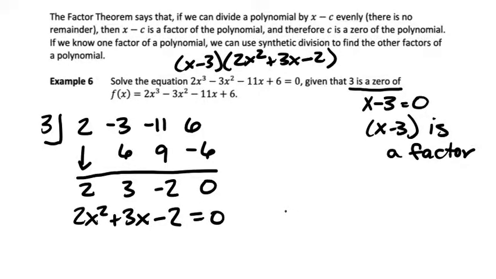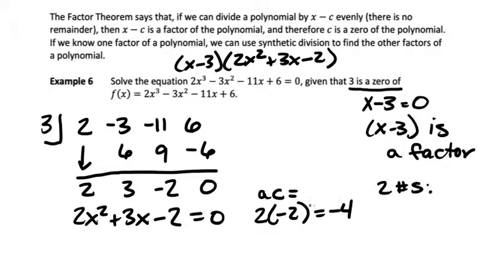So this is going to be a problem where I have to find AC because this is a trinomial, 3 terms, and there is a number in front of x squared. So I need to use the AC method here. So 2 times negative 2, this is AC. 2 times negative 2 is negative 4. And then I'm looking for two numbers that multiply to negative 4 and add to positive 3. That would be positive 4 and negative 1.